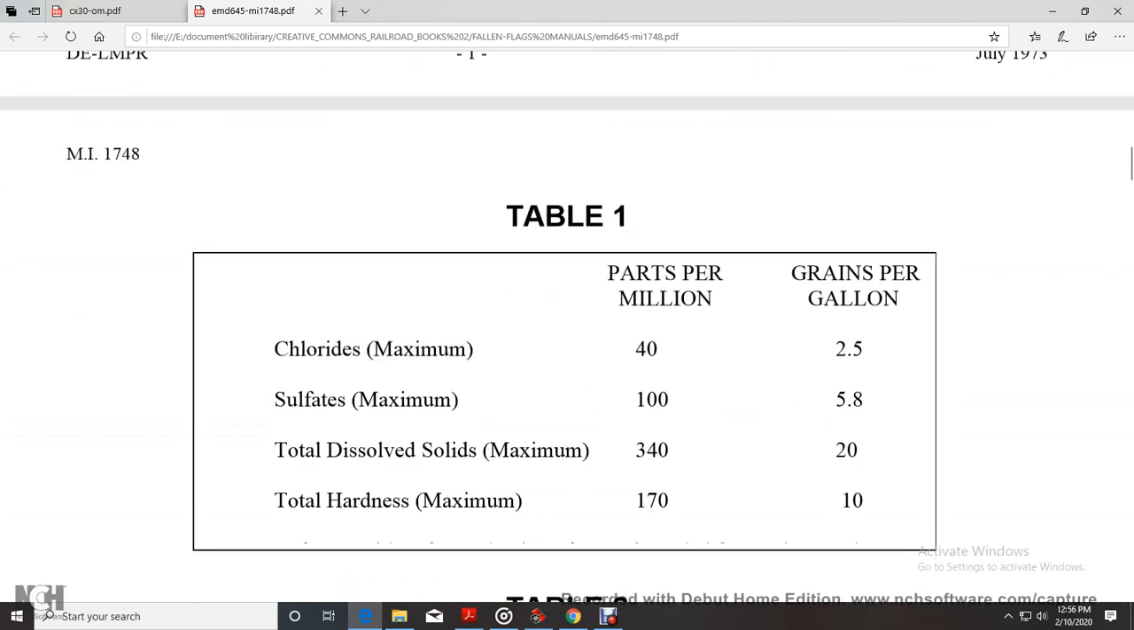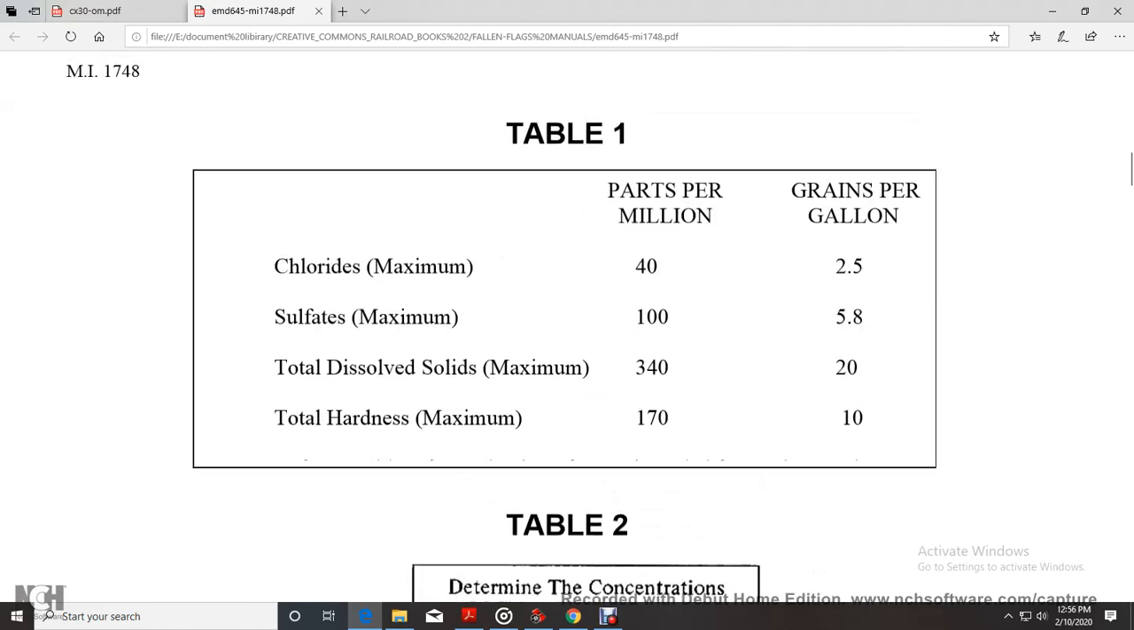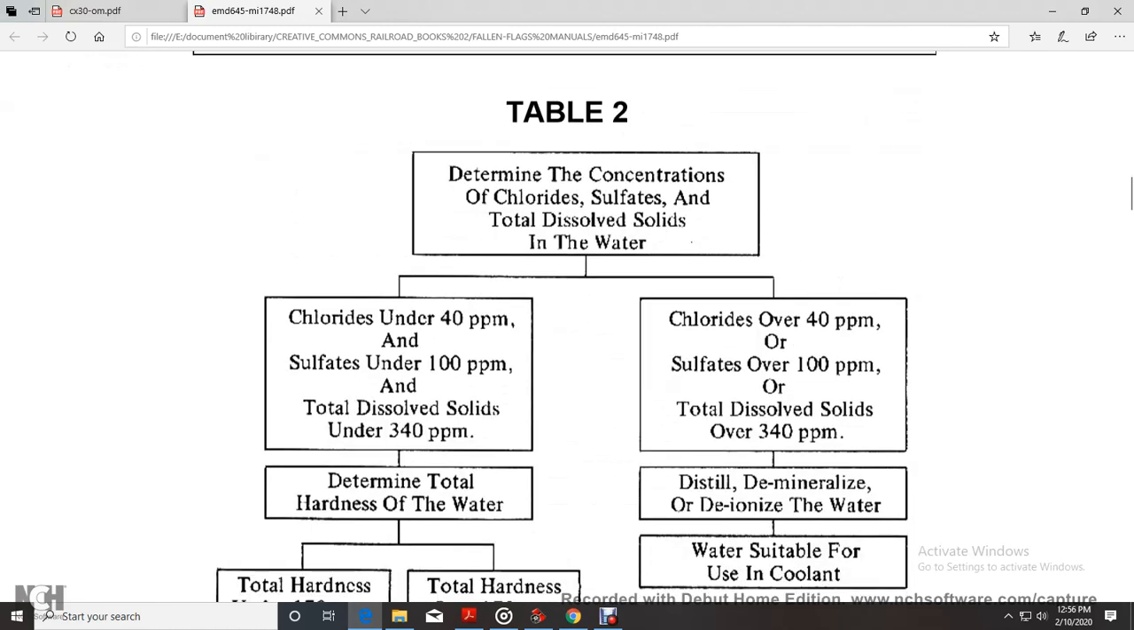Chlorides: maximum 40 parts per million, or 2.5 grains per gallon. Sulfates: 100 parts per million, or 5.8 grains per gallon. Total dissolved solids: maximum 340 parts per million, or 20 grains per gallon. Total hardness: 170 parts per million, or 10 grains per gallon. Table 2 shows the determination of the concentration of chlorides, sulfates, and total dissolved solids in the water.